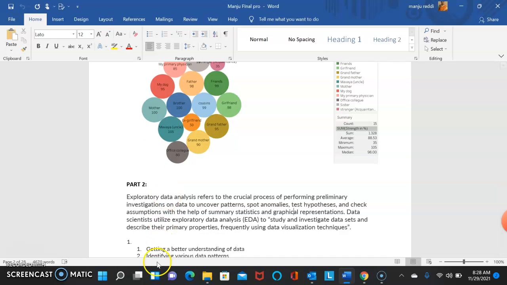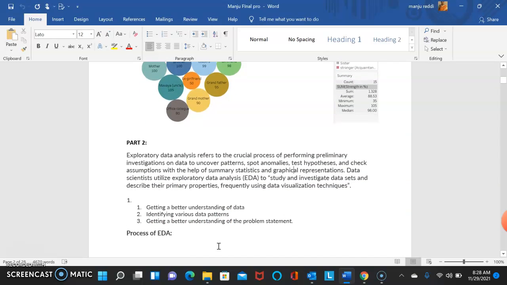Exploratory data analysis is a crucial process of performing preliminary investigations to uncover patterns, spot anomalies, test hypotheses, and check assumptions with the help of summary statistics and graphical representations. Data scientists utilize exploratory data analysis to study and investigate datasets and describe their primary properties.